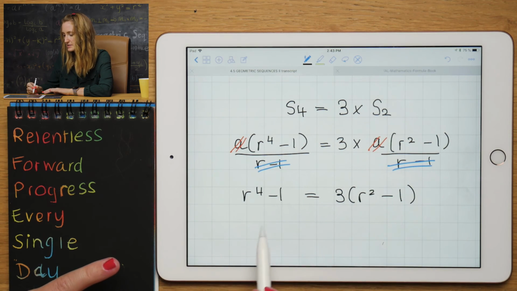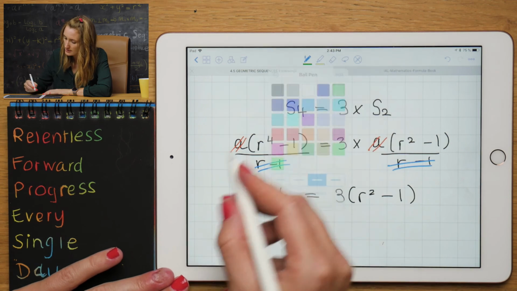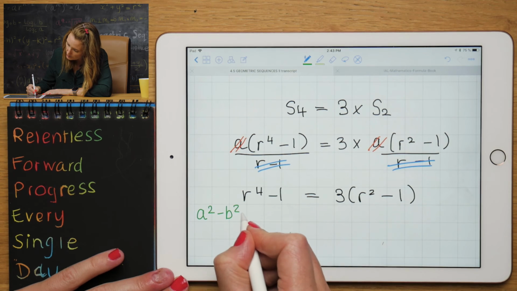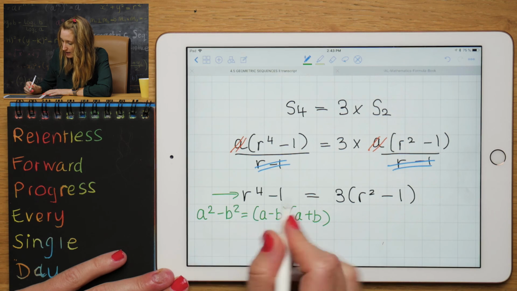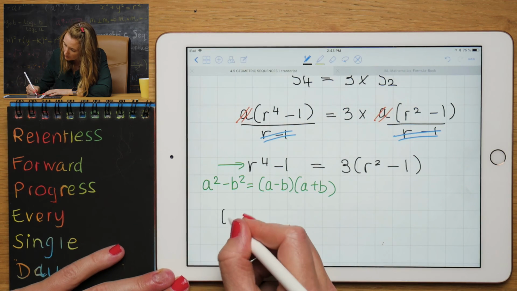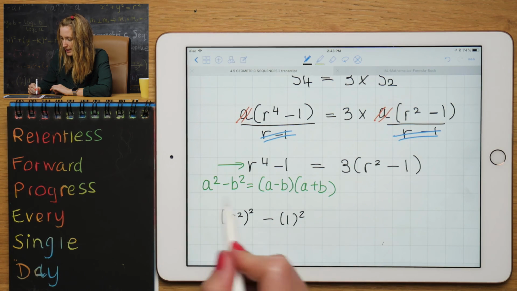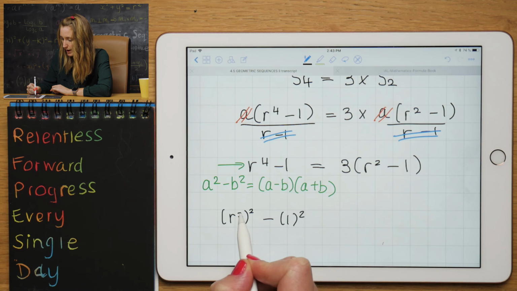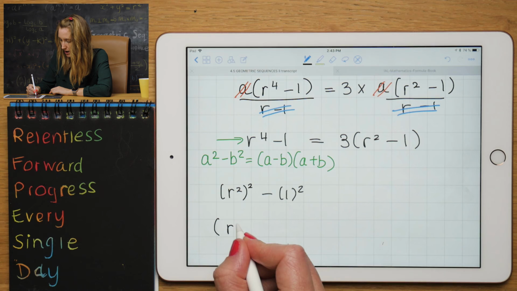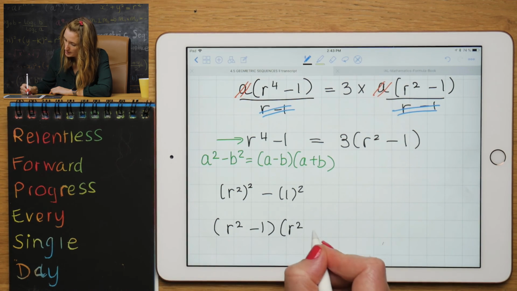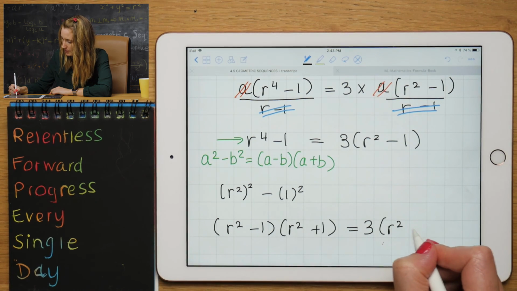I can actually break this down further using the difference of 2 squares. The difference of 2 squares is a squared minus b squared is equal to a minus b, a plus b, and I can use it here. If I imagine that r to the 4 is r squared minus 1 squared. So if I make a r squared, and that double squared will make the 4. So this will factorize to be r squared minus 1, r squared plus 1 equals 3 times r squared minus 1.